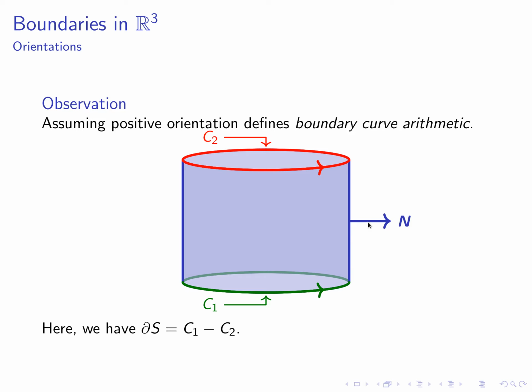The situation is different if we move the normal vector to the top boundary curve. When we move the normal to the top boundary curve and look in the direction of the unit tangent, the surface is to our right, not to our left. So the top boundary curve has the negative orientation. So what we would write here is that the boundary of our surface is the first boundary curve, C1, minus the second boundary curve, C2. This is because the boundary curve C1 respects the positive orientation, and the boundary curve C2 has the negative orientation, which is why we're subtracting it.